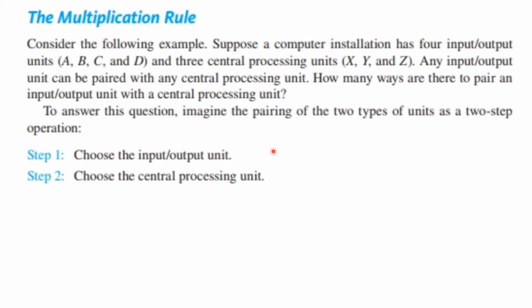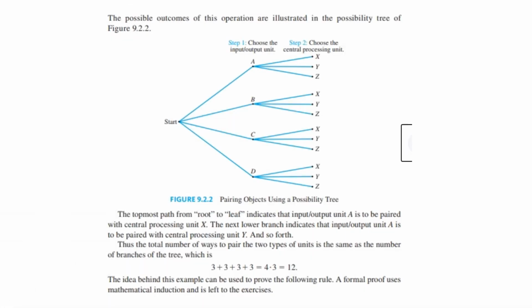And so we think about there being 2 steps. First, choose the input-output unit, and then choose the central processor unit. And notice that these are independent. So here are the possibilities. You see, you could get the input-output unit 4 ways, and then you could do 3. So it's 3 plus 3 plus 3 plus 3. 4 times 3 is 12.